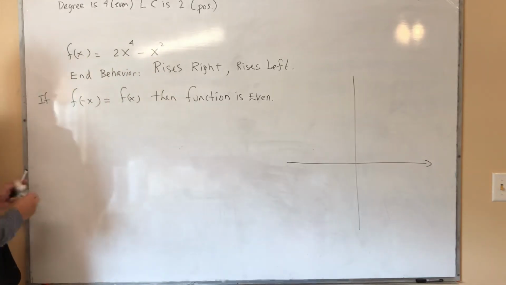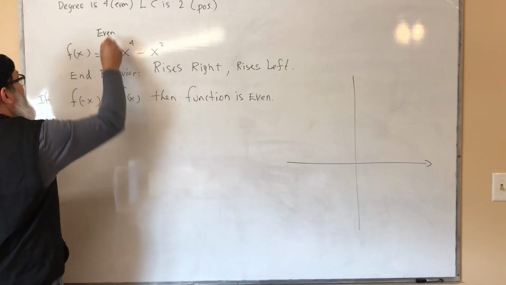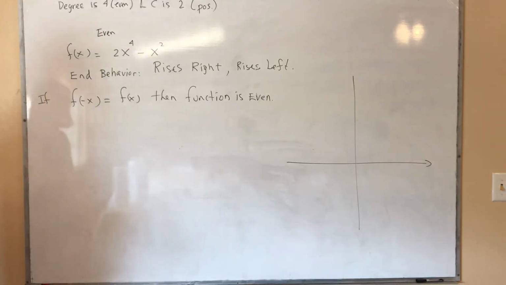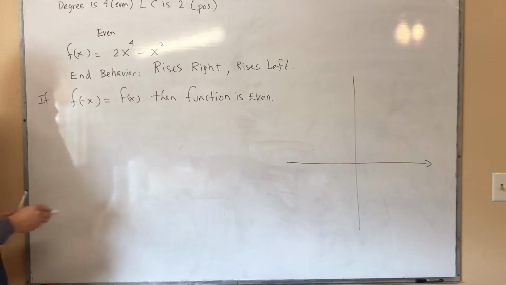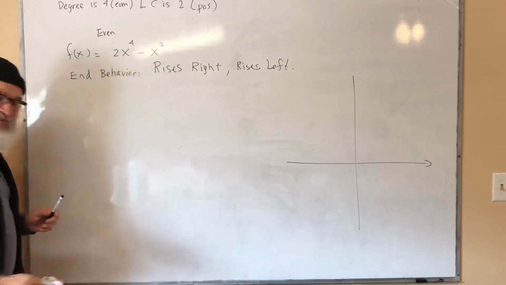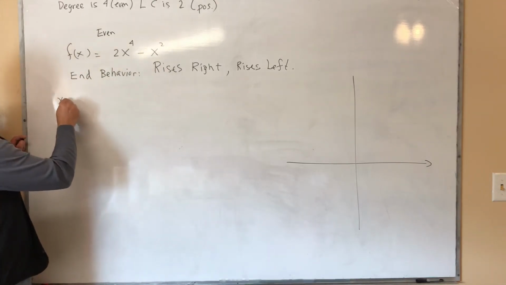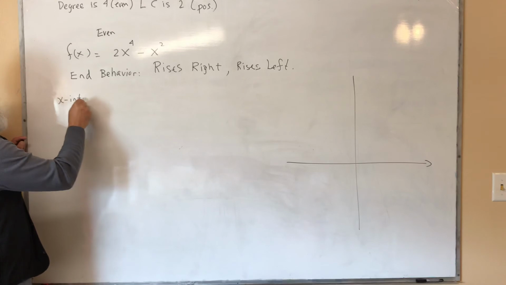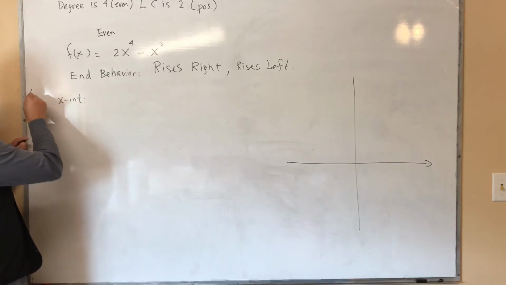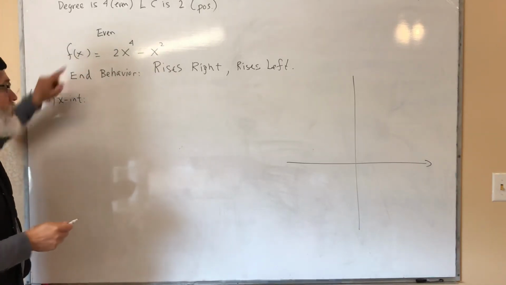So we just found out that this is even. Yes, it is. It's even. All right. Now let's find out the intercepts. The x-intercepts. What's another name for the x-intercepts? The zeros. How do you find the x-intercept? Let f of x equal 0.